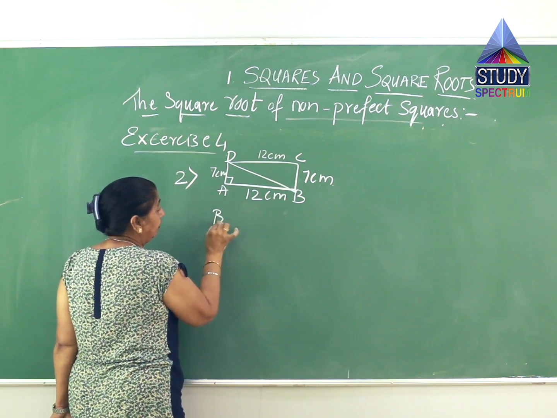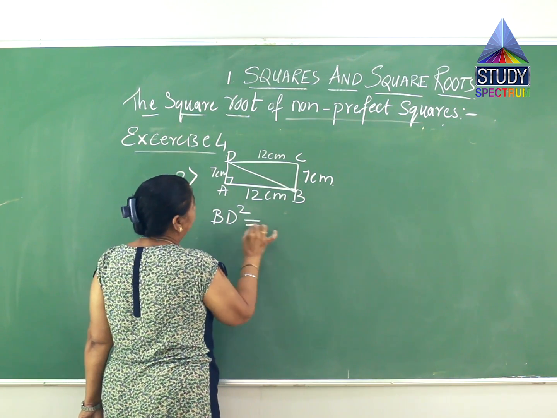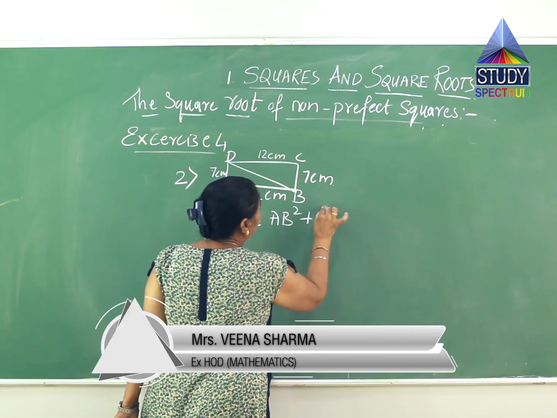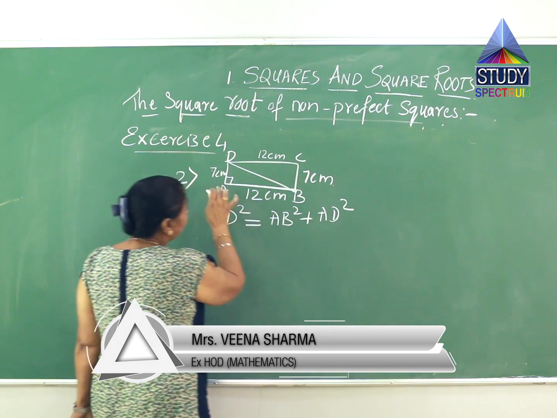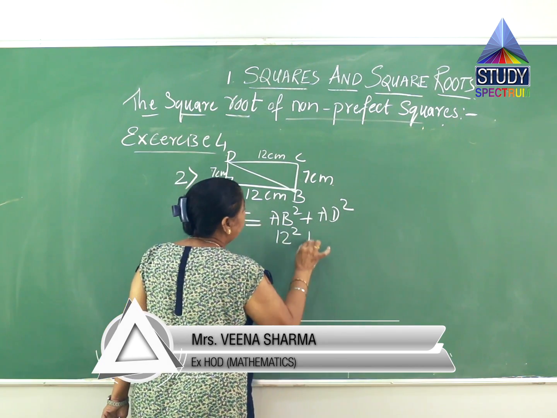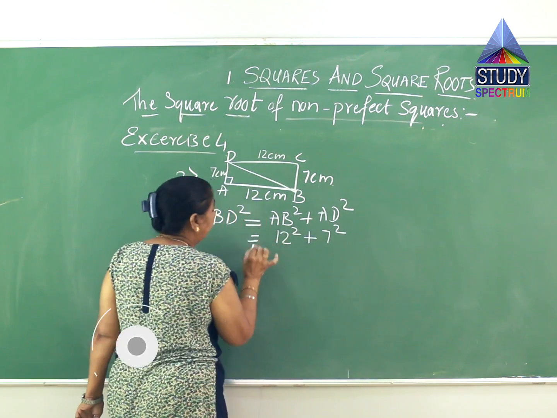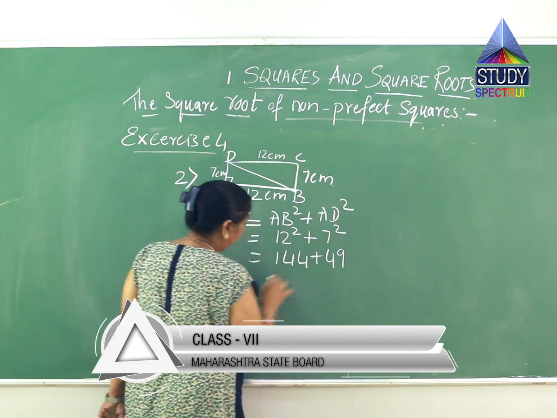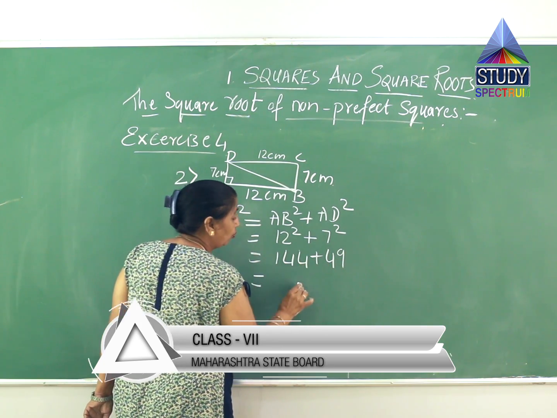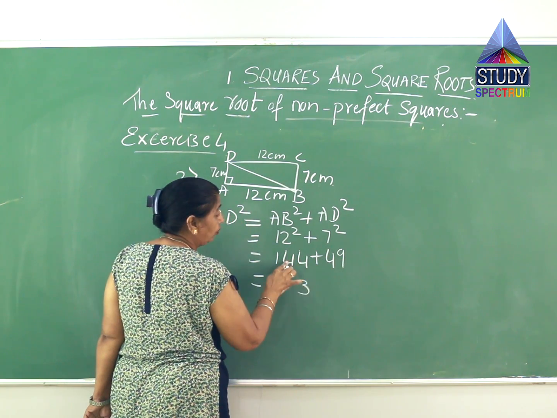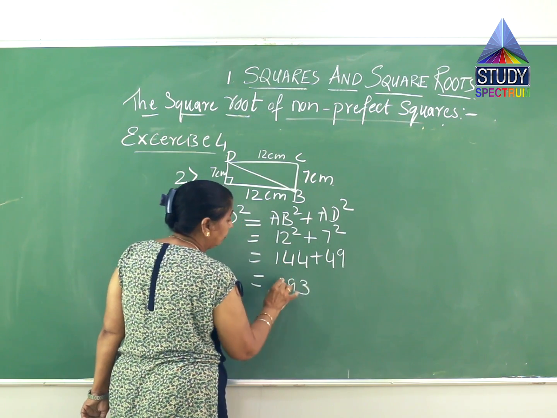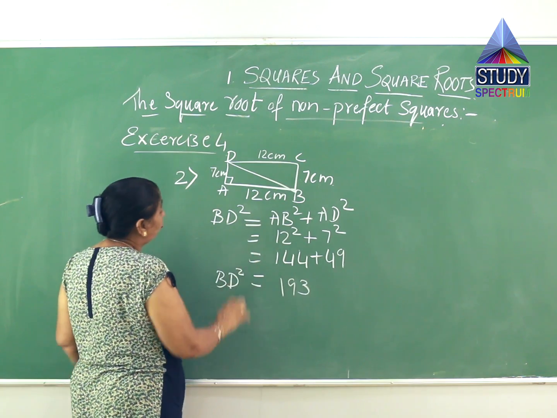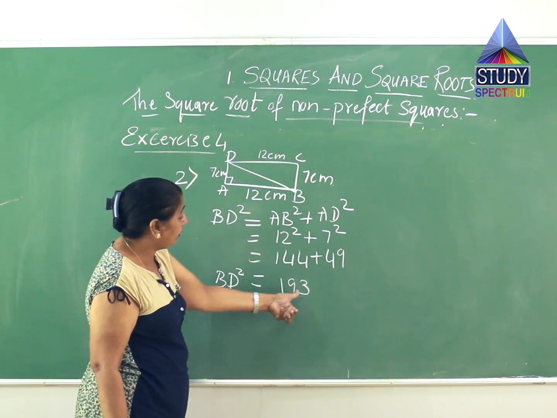So to find BD square, I will write AB square plus AD square. Just substitute the values, you will get 12 square plus 7 square. That will give me 144 plus 49. After adding that, we will get 9 plus 4, 13. 1 carry, 4 plus 4, 8 plus 1, 9. And then this one. Now BD square, that is the square of this diagonal, is 193.